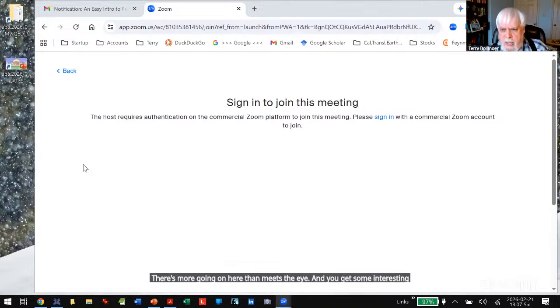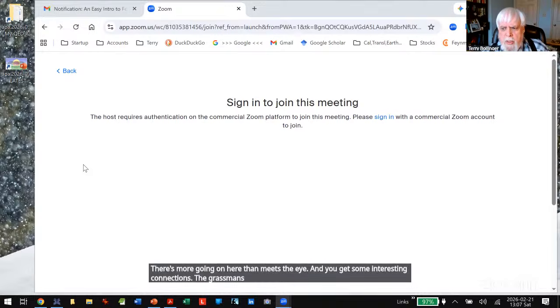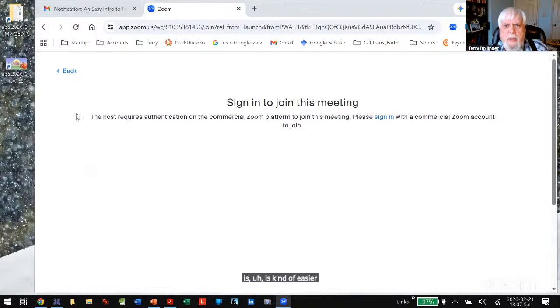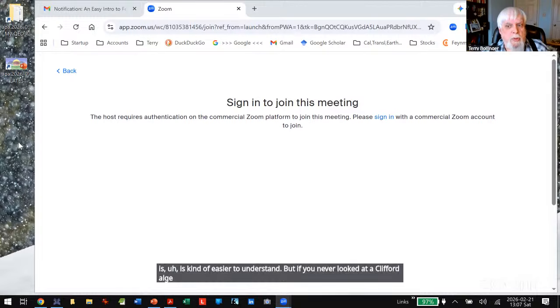The Grassmanns are a little more cryptic. He was notorious for being a bit more cryptic. And I think Clifford's work is kind of easier to understand. But if you never looked at a Clifford algebra, well, those are neat. They seem to capture some of these properties in a very nice way.